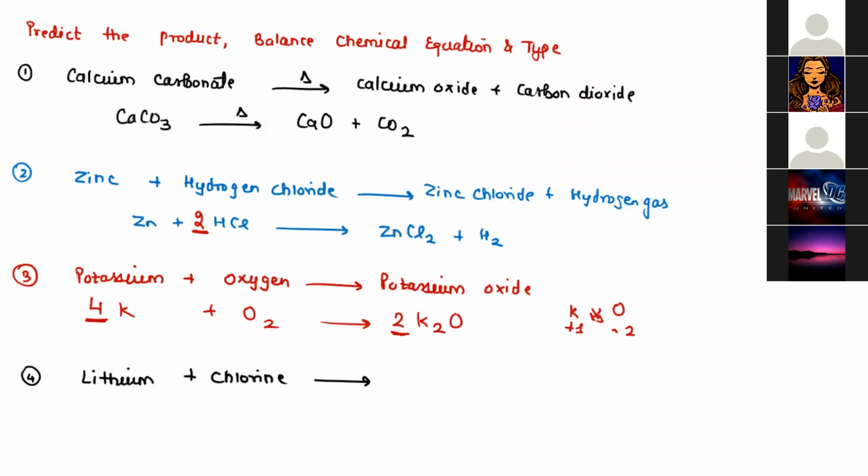Lithium plus chlorine will be what product? Lithium chloride. Yes, it will give you lithium chloride. The formula will be Li plus, remember, chlorine is also Cl2. Formula for lithium chloride? It'll be LiCl, but then you are going to have to balance it. Yes, so 2 and 2.